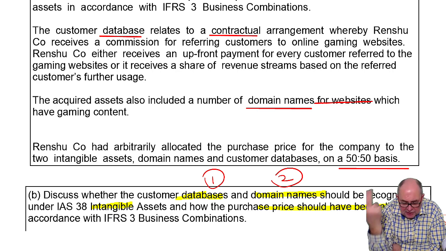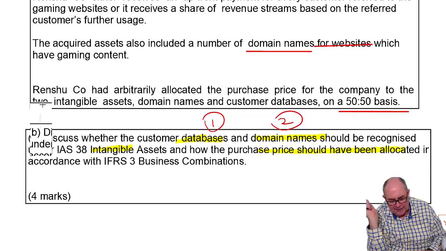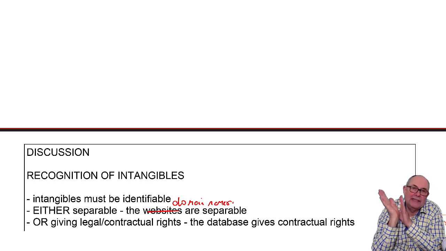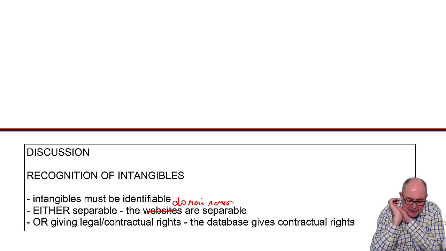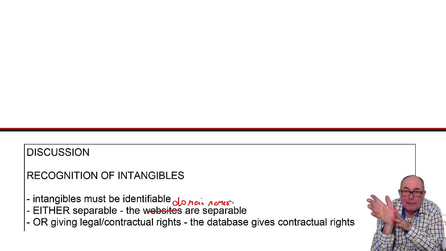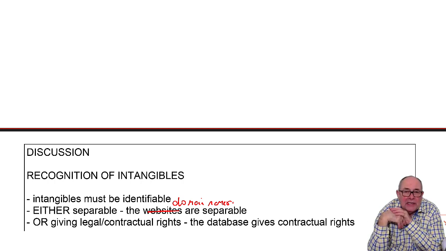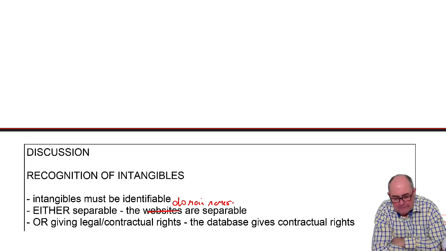So two questions. The first one is, are they intangibles? Easy question. Here's my answer. Yes, they are. Intangibles are identifiable. The domain names are separable. The contractual right is the database. They're actually both intangibles. How do we split the price? Well, clearly it's not 50-50.